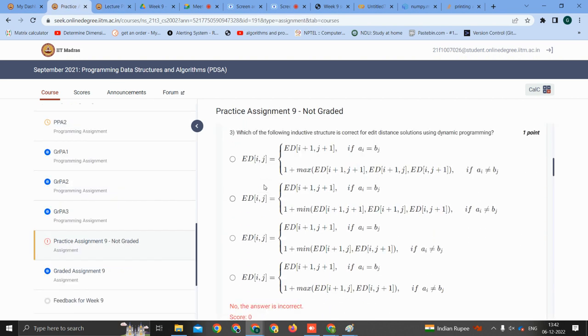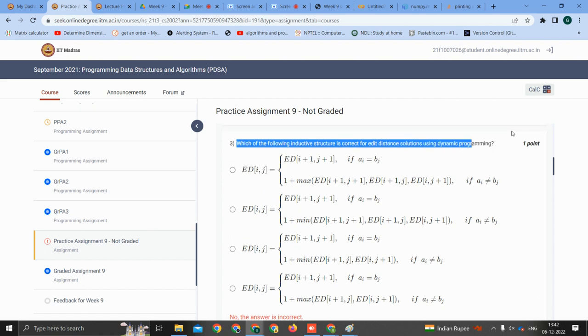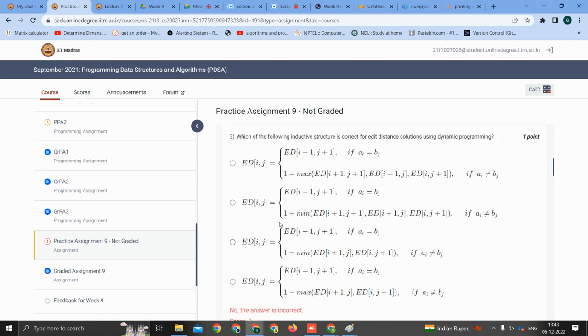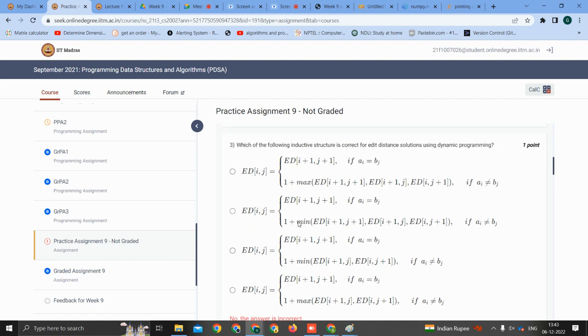Edit distance. Which of the following inductive structures is correct for the edit distance solution? So how will we answer this? It's going to be the minimum plus one. I'm not sure whether it is the second one or the first one. But the first one we can eliminate because it is having a max. We are not taking the max, we are taking the minimum. First one we have eliminated.